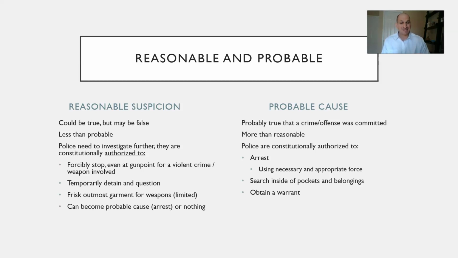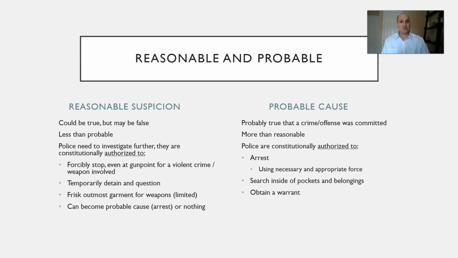to forcibly stop somebody, even at gunpoint. If it's a violent crime or there's a weapon involved, they can forcibly stop people at gunpoint. Tell them to get on the ground, put your hands behind your back, temporarily detain them and question them. They can do that under reasonable suspicion when the facts and the circumstances support that. Violent crime, weapon, okay? They can temporarily detain and question. It's not interrogation necessarily for Miranda. It's not custody plus interrogation, but it's a temporary detaining. Right? The courts have determined that the police can question individuals under reasonable suspicion.